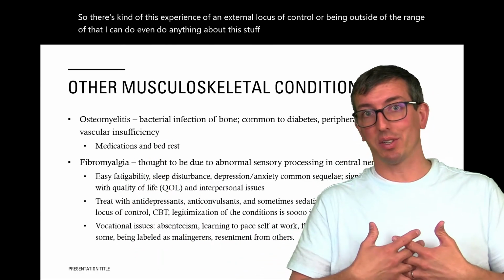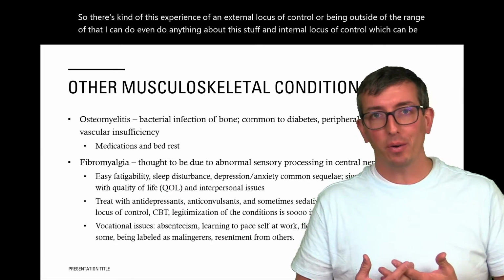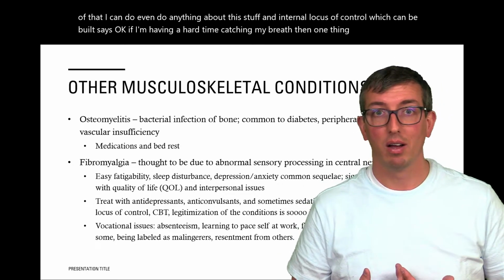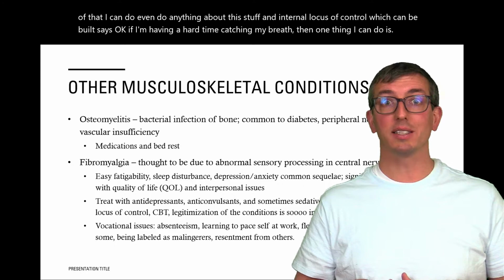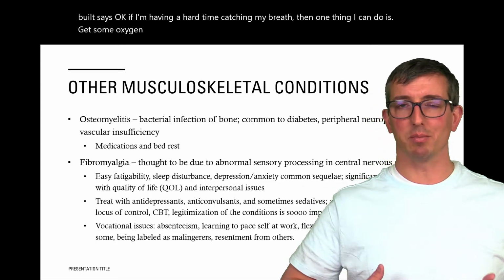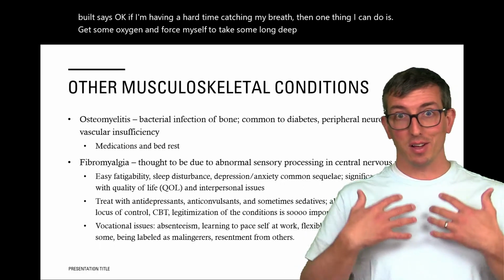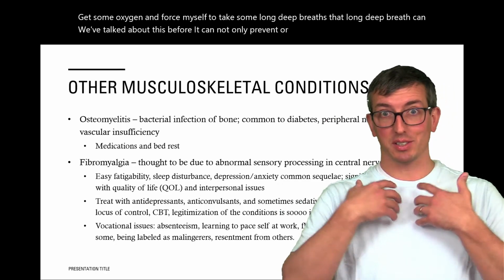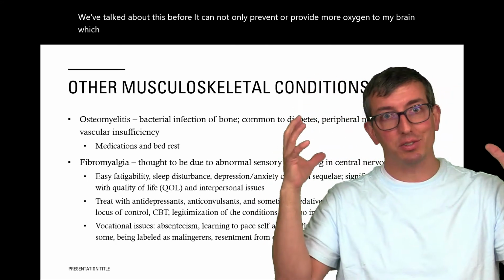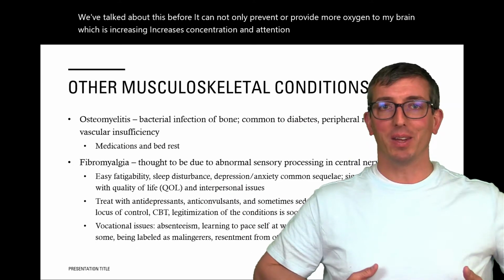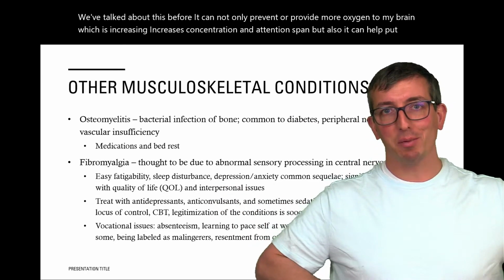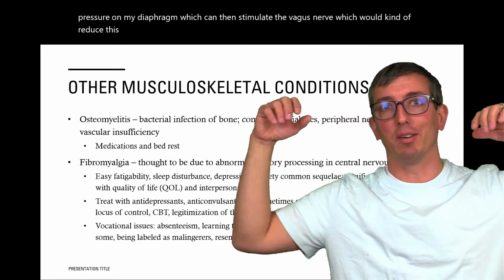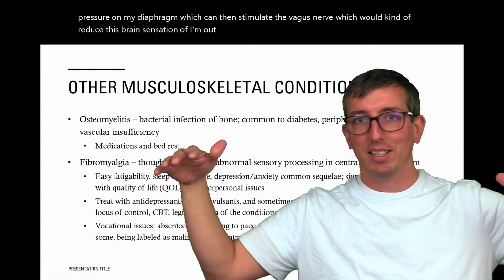An internal locus of control, which can be built, says, okay, if I'm having a hard time catching my breath, then one thing I can do is get some oxygen and force myself to take some long, deep breaths. That long, deep breath, we've talked about this before, can provide more oxygen to my brain, which increases concentration and attention span, but also can put some pressure on my diaphragm, which can then stimulate the vagus nerve, which would reduce this brain sensation of I'm out of control, right? So this is kind of the idea here.